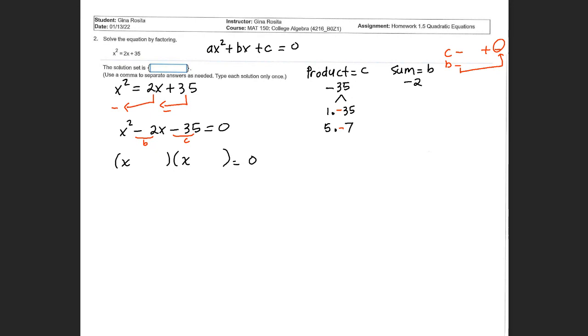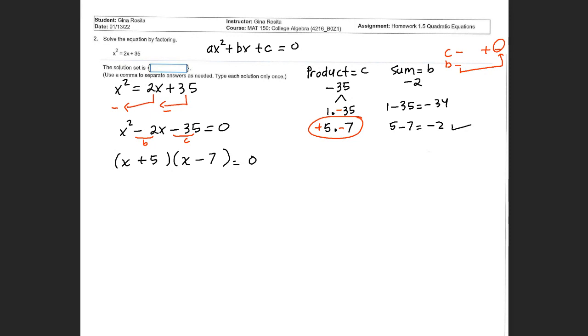Okay, so double check. 1 minus 35, the answer is -34. 5 minus 7, the answer is -2. Choose this one because we need -2. So we choose 5 and -7. I can put plus over here. Now just copy over here. So I put plus 5 minus 7 equal 0.